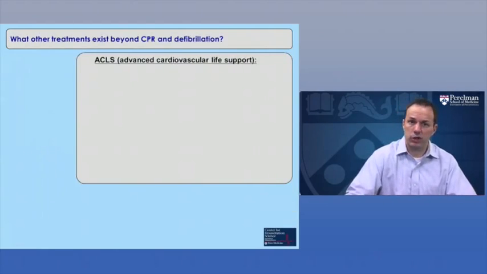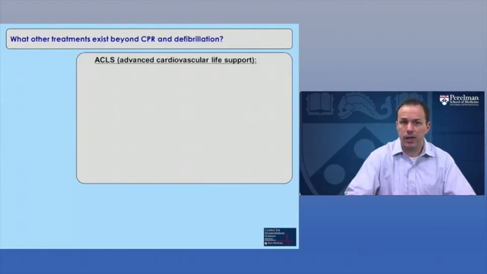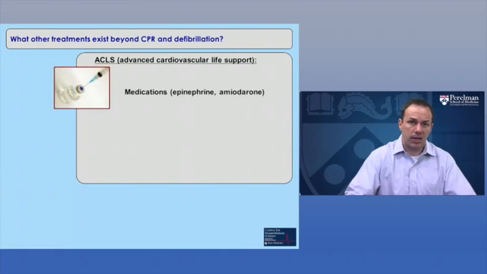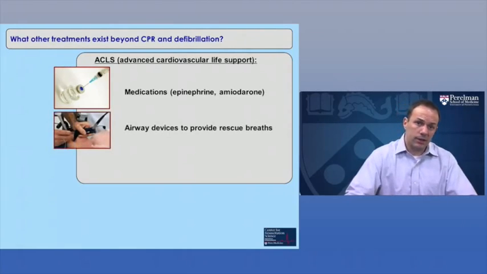Now, we've talked a lot in this lecture about CPR and defibrillation. I want to share with you a little bit more about what is included in ACLS, or Advanced Cardiovascular Life Support. Beyond CPR and defibrillation, ACLS teaches about use of medications, such as epinephrine or amiodarone. Those are two commonly used medicines in cardiac arrest. ACLS also teaches about using a variety of airway devices to provide rescue breaths, and I showed you a bag valve mask in that video from my emergency department.